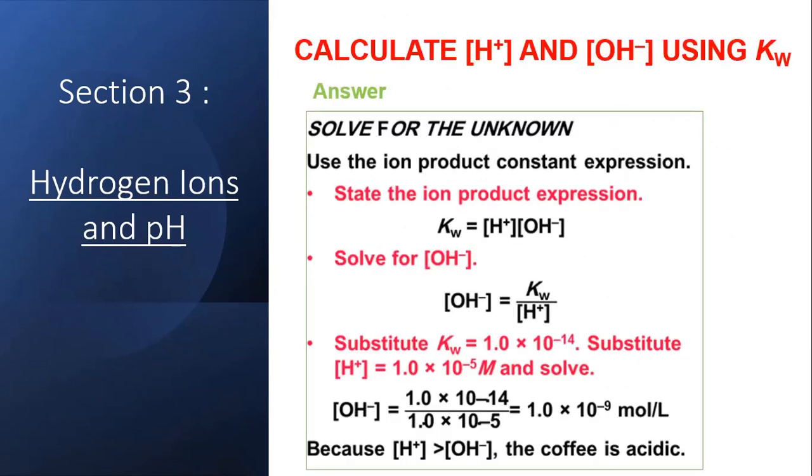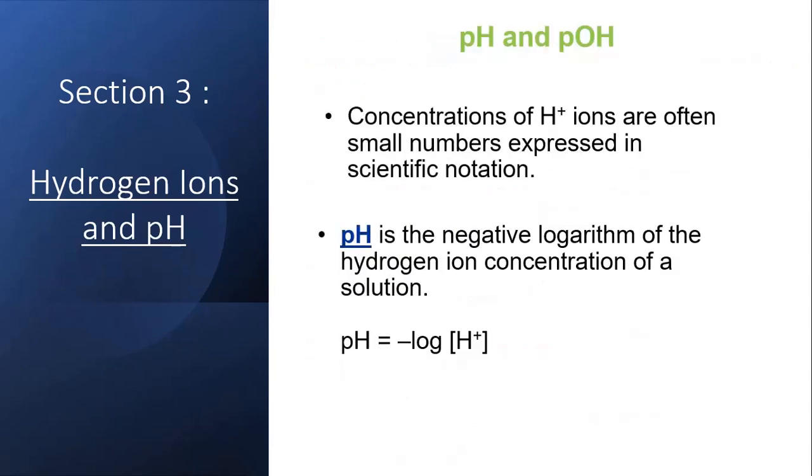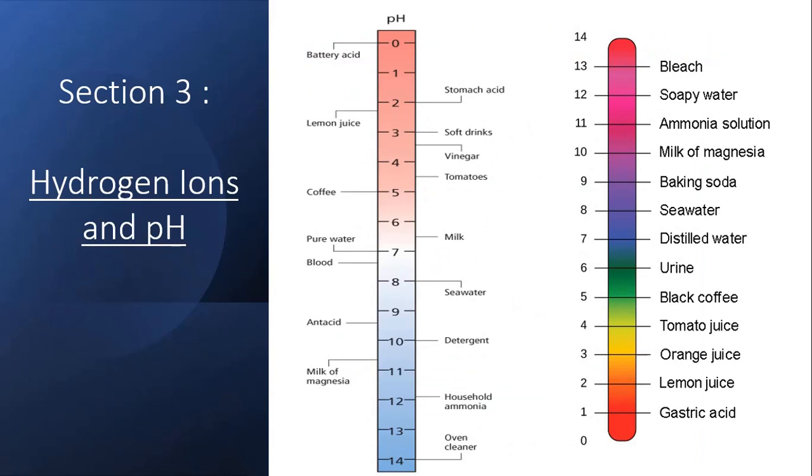Let's go back to the previous example. The concentration of H positive was 10 to the power negative 5. This is how we got number 5, because the negative log of this concentration will give you number 5. Back to urine, this is number 6. Number 7 is neutral, which is distilled water.